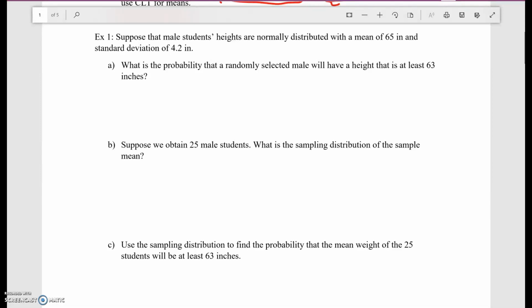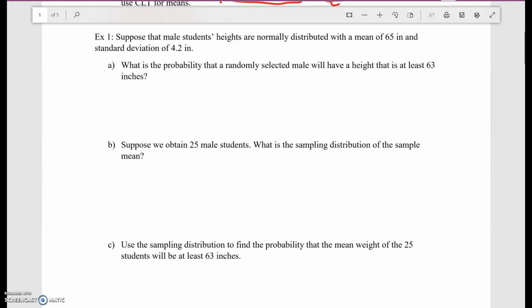Okay, so we have this example. Suppose that male students' heights are normally distributed with a mean of 65 inches and standard deviation of 4.2 inches. So what is the probability that a randomly selected male will have a height that is at least 63 inches?